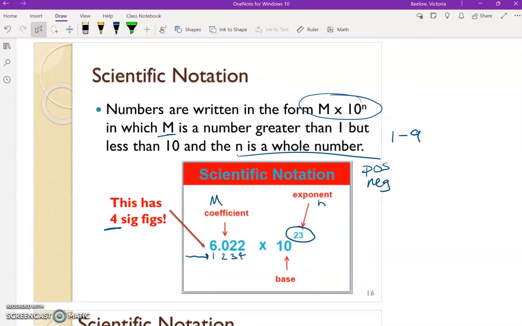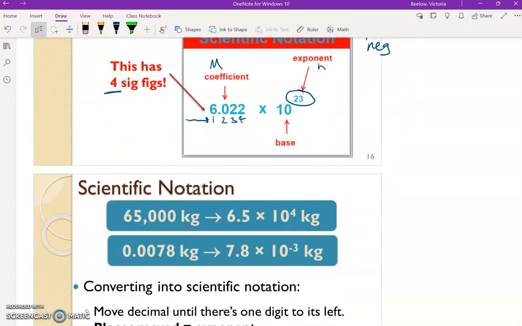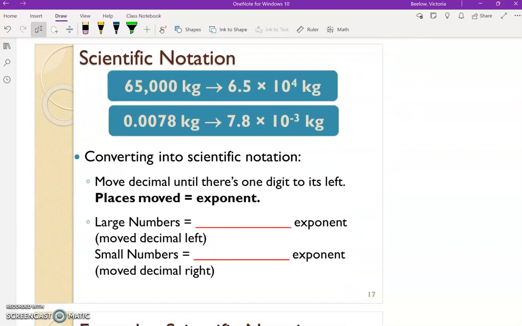So this is something that will come up when you're doing maybe calculations and you're getting a really big or really small number. You have to know how to write in this format, and also how to go back and forth between this format and then standard notation, which is how we normally write numbers. Okay, so here's some examples.